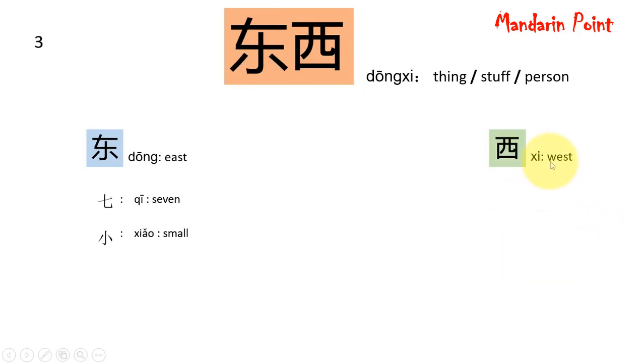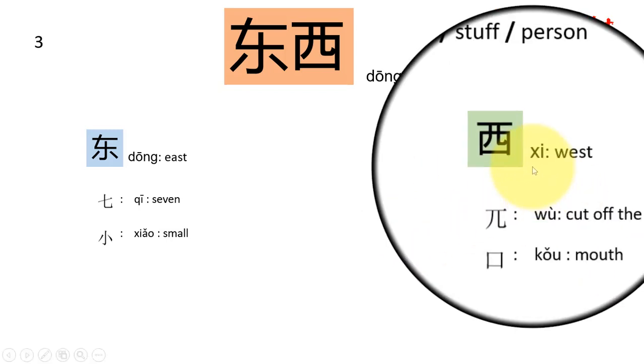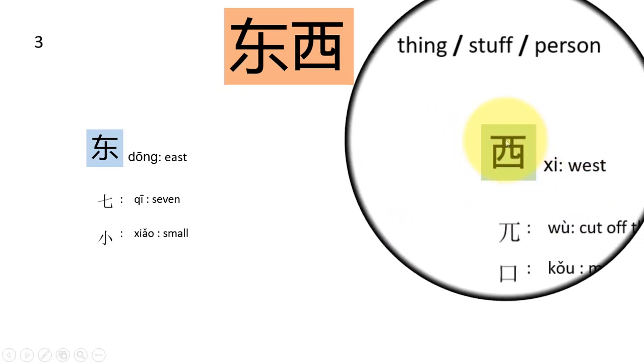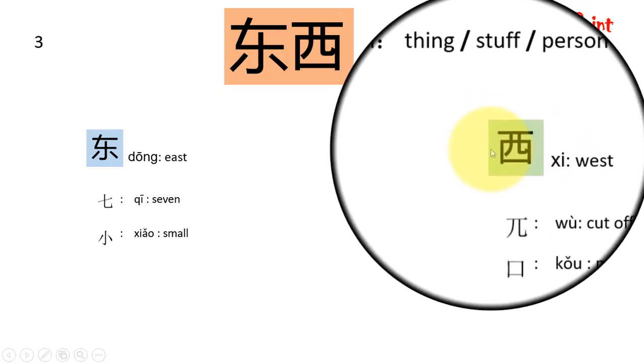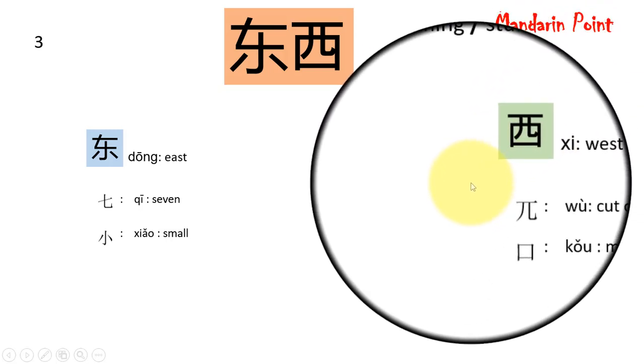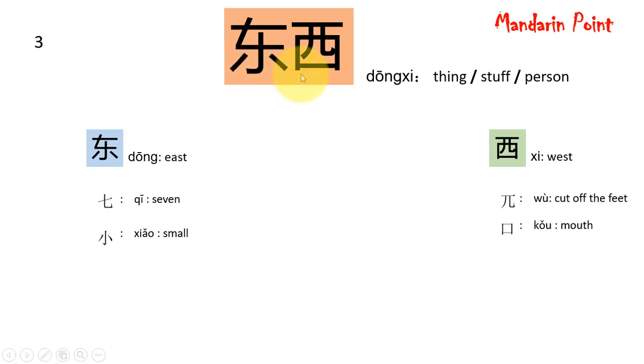While this xi, which means west, can be decomposed into its components. At the top of it we have this wu, which means cutting off the feet, while this one is very famous and we have studied it many times, and it is kou, which means mouth. So this xi is composed of wu, cutting off the feet, and this kou, which means mouth. So dongxi, meaning things or stuff.